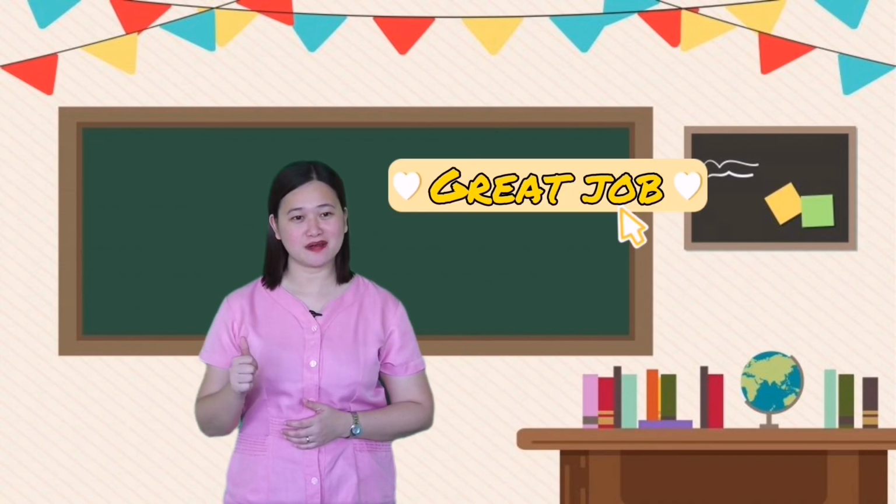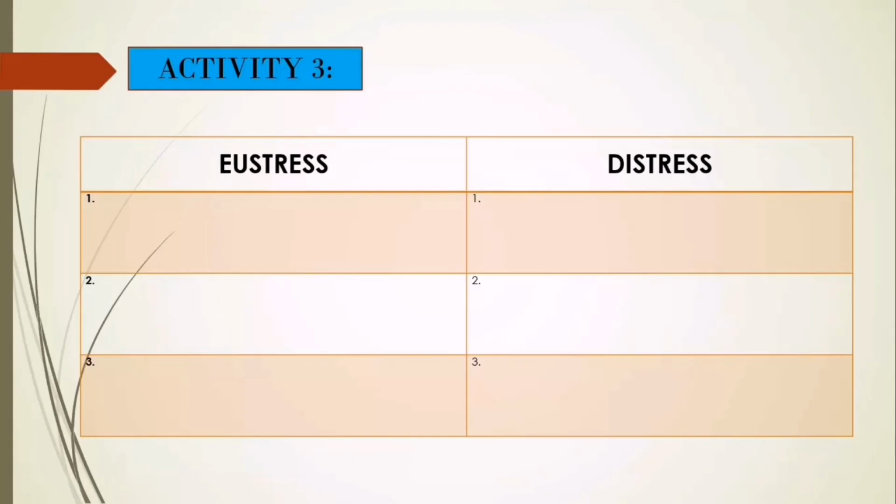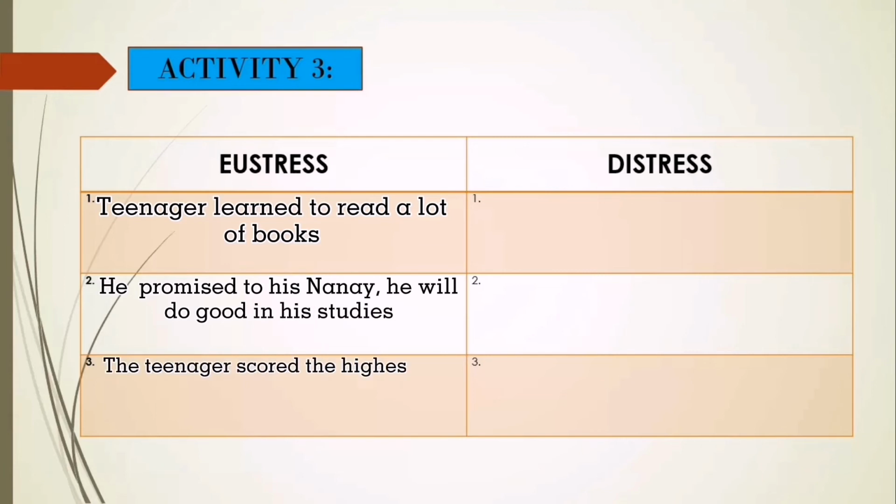Did you listen attentively? Great job! Let's check if your answers are correct. Eustress, number 1. Teenager learned to read a lot of books. Number 2. He promised to his nanay he will do good in his studies. Number 3. The teenager scored the highest in mathematics and araling panlipunan.